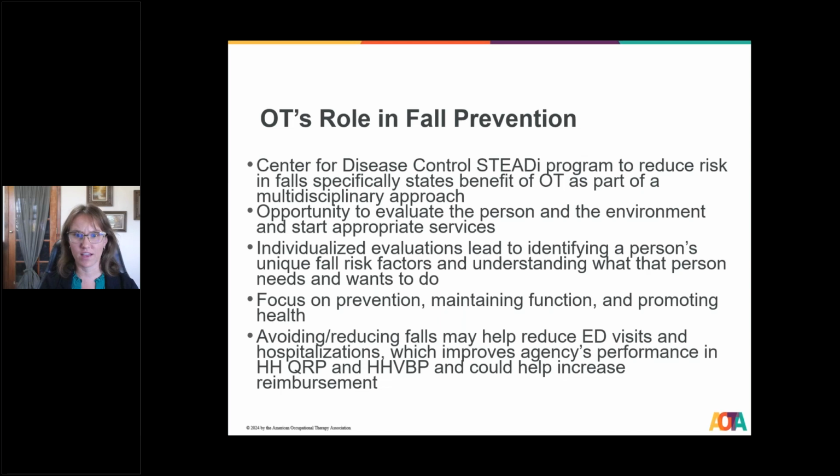We individualize evaluations that lead to identifying a person's unique fall risk with the STEADY program. So whether it's their medications resulting in falls, maybe it's their balance, maybe it's their environment. And really the focus here is to ultimately benefit the patients. Fewer falls means decreased risk of ED visits and further complications. And for the agencies who want to save money, it also improves value-based purchasing, as well as payment models and star ratings.